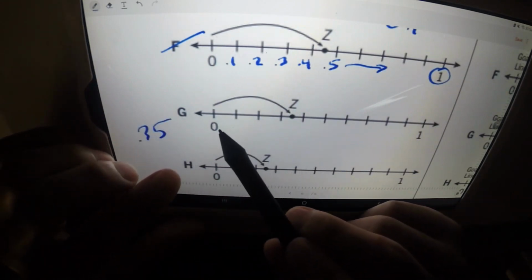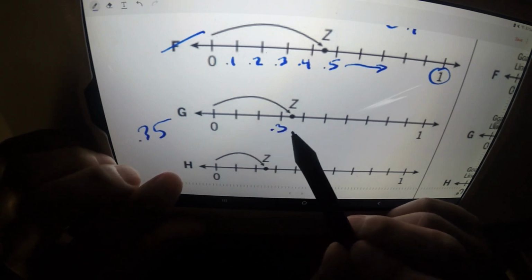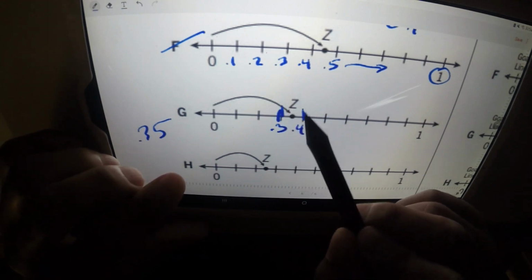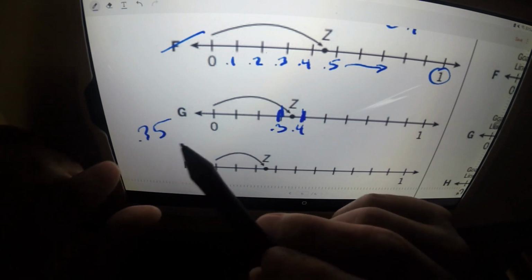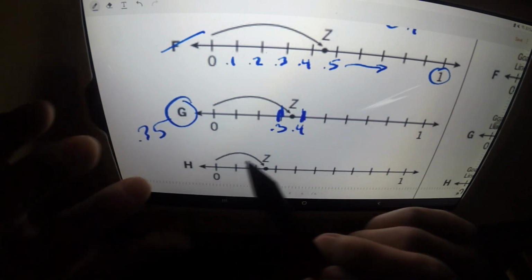Let's look at G. So this is between 1, 2, 3. So this is between 0.3 and 0.4. Right, this is 0.3, this is 0.4, and that looks to be right smack in the middle. So G looks like it's our answer. We're going to circle that for now and just examine the rest of it.